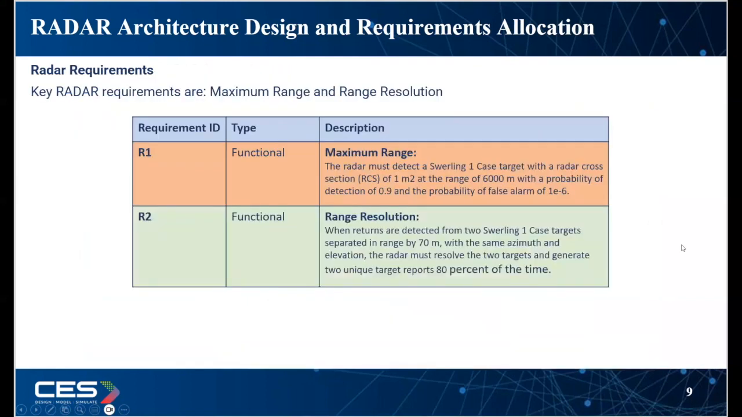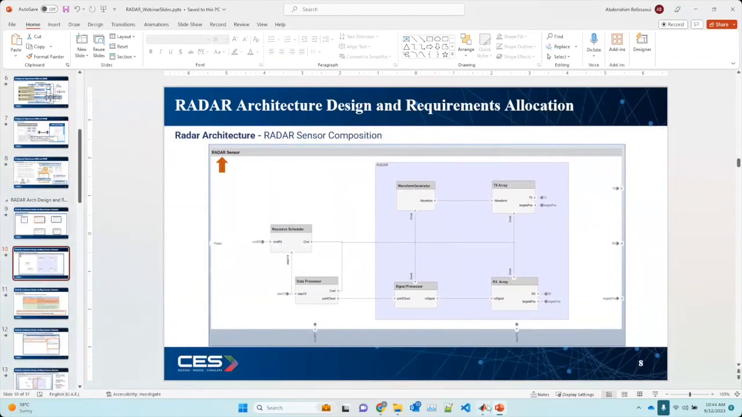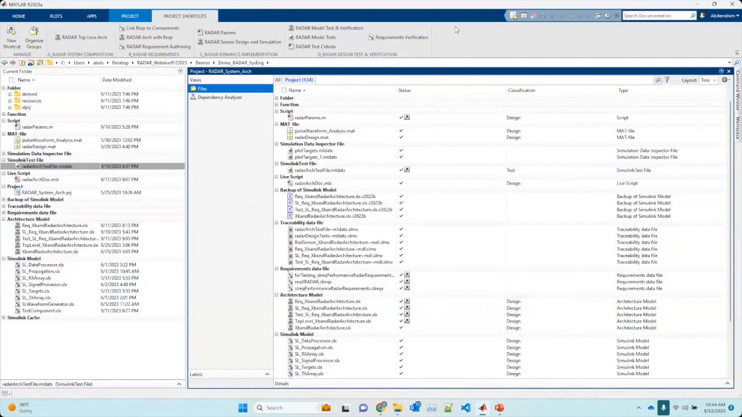So I believe it's time now to go to MATLAB and Simulink and see how that works in action. Let me go to MATLAB. So this is the project. I organized the work about this radar sensor, this radar system design and engineering, in a project. I'm using a MATLAB project to organize my work and also trace the files. So I created shortcuts so that I can make my work easy and straightforward. I'm going to use the shortcut to open the top-level architecture of the radar.